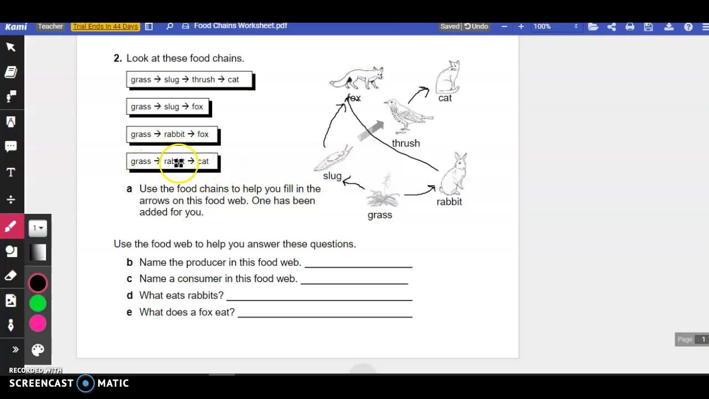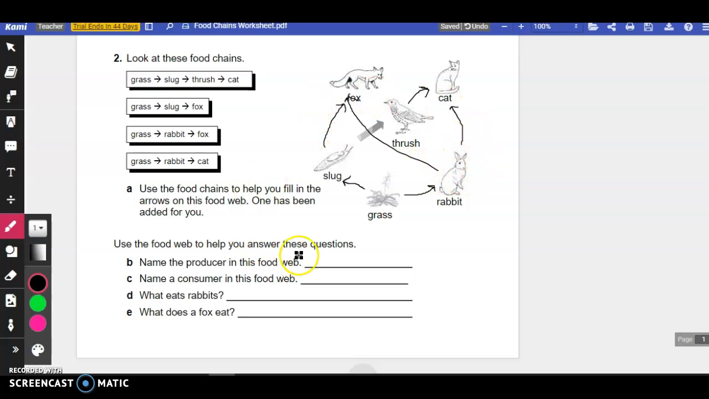Last one. Grass is eaten by the rabbit, which is already here. And the rabbit is eaten by the cat. Let's go ahead and make that one. So that's how these food chains come together to form a complicated web. So if there's only one line like this, it's called a food chain. But if all of these different ones come together and form a complicated web, it's called a food web.